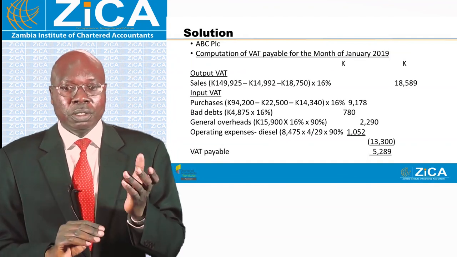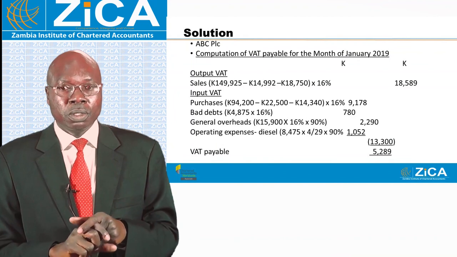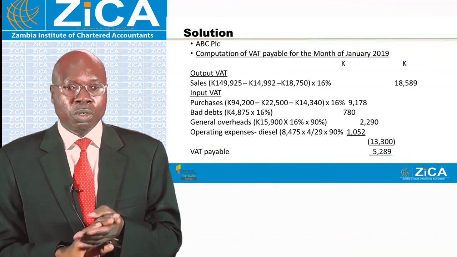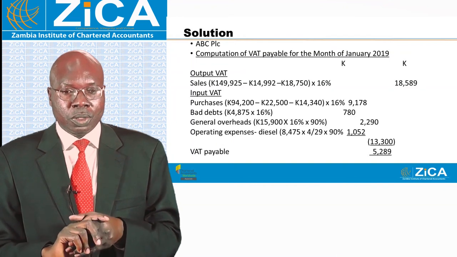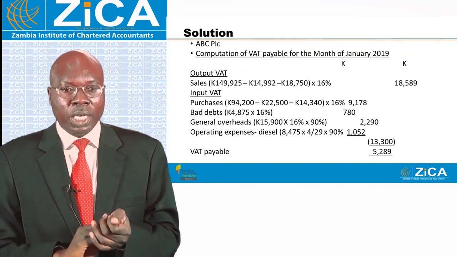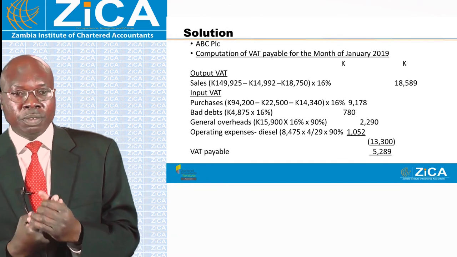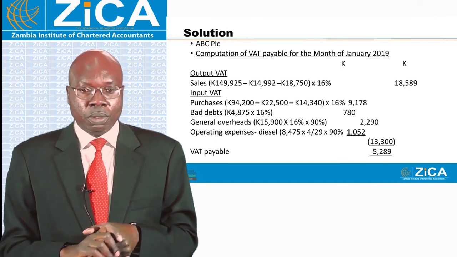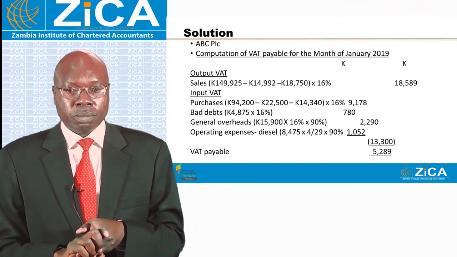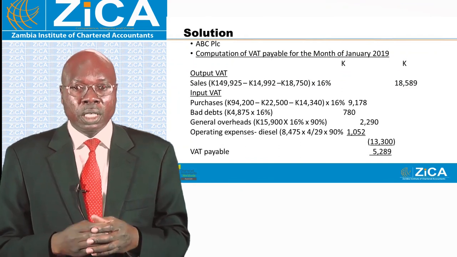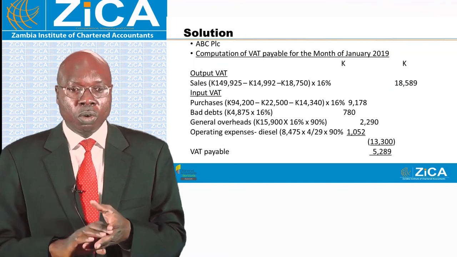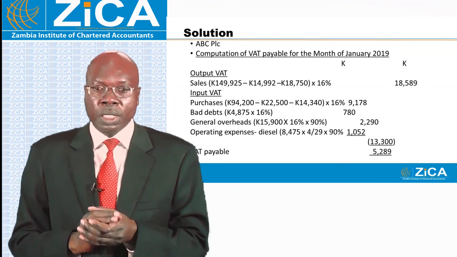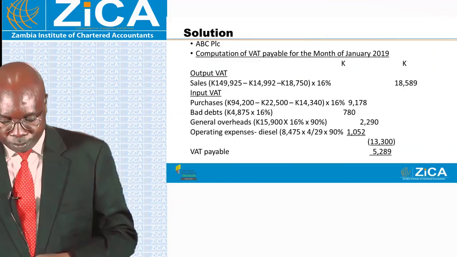But of course, when the figures are inclusive of VAT, you use a VAT fraction of 4/29. So unless otherwise stated, if all the figures are VAT inclusive, then you extract the VAT that has been incurred using a fraction of 4/29, and the rest will be at 16%.